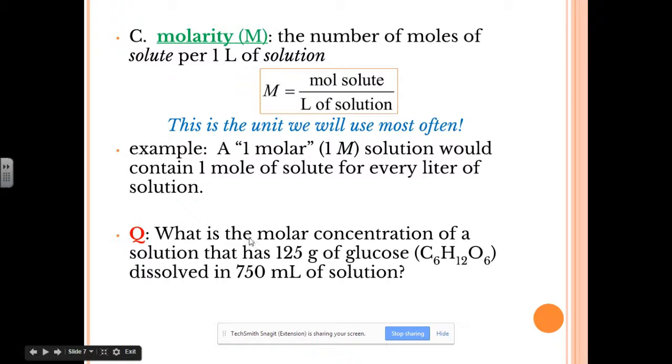Question here, example, try this on your own. We're going to do practice like this tomorrow, but see if you can try this on your own without my help, just using that equation and see what you come up with.